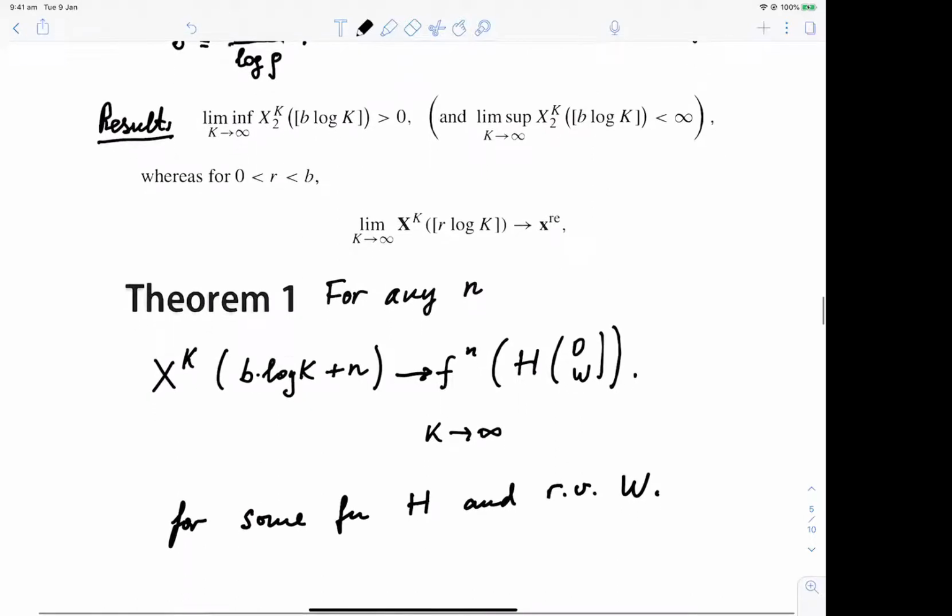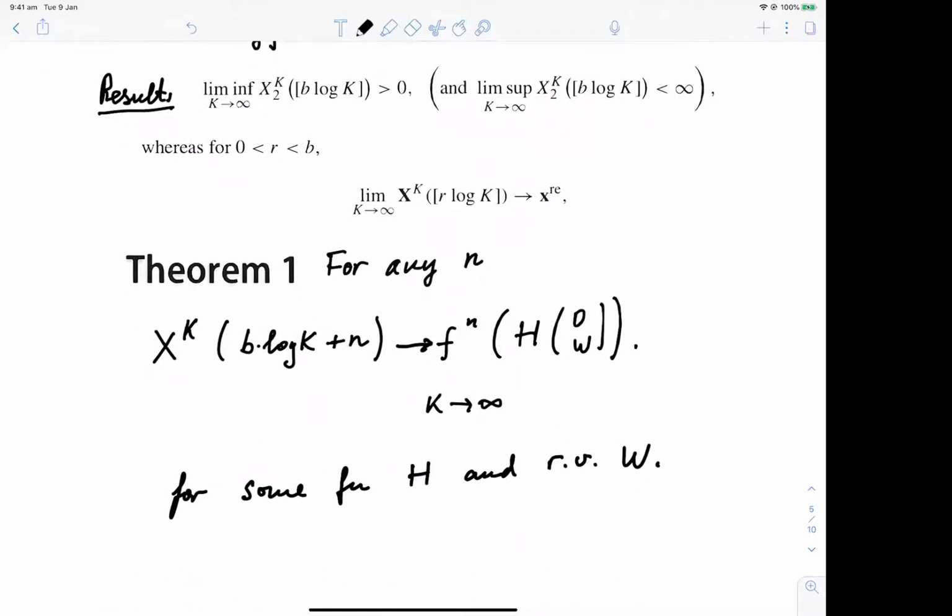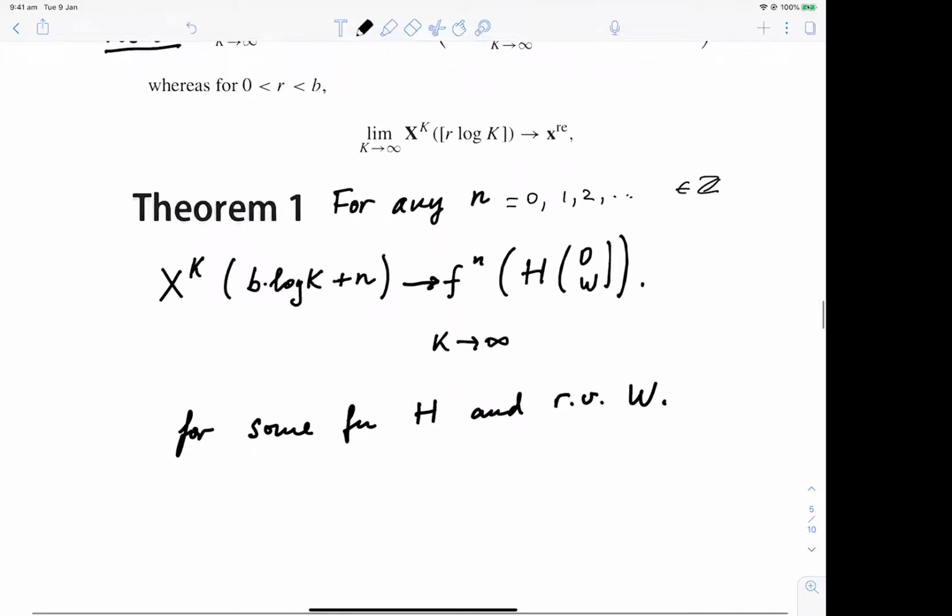And more than that, our main result is this: if we take any number n, which could be 0, 1, 2, etc., but in general could also be negative numbers, and look at the population X at the time b log k plus n, then as k goes to infinity, it converges to the deterministic dynamics, the nth iterate of F, now at some random point, which can be expressed as h of the vector (0, W). So h is some function, and W is a scalar random variable. And h is a two-dimensional function, which is obtained from the dynamics F.